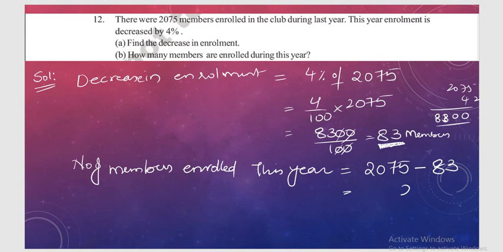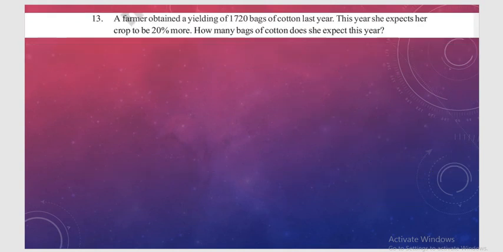So 5 minus 3 is 2. Next, 7, we can't subtract 8, no. So then what we are going to do, 17. So 17 minus 8 is nothing but 9. So this is 19. So how many members enrolled this year? Totally 1992 members enrolled this year, right? Next, moving on to one more question.